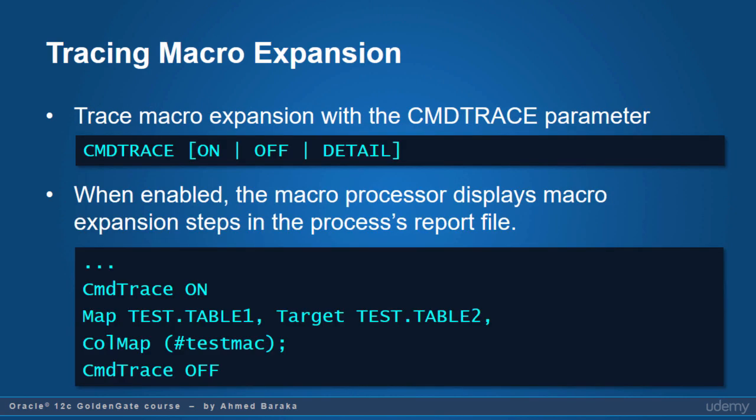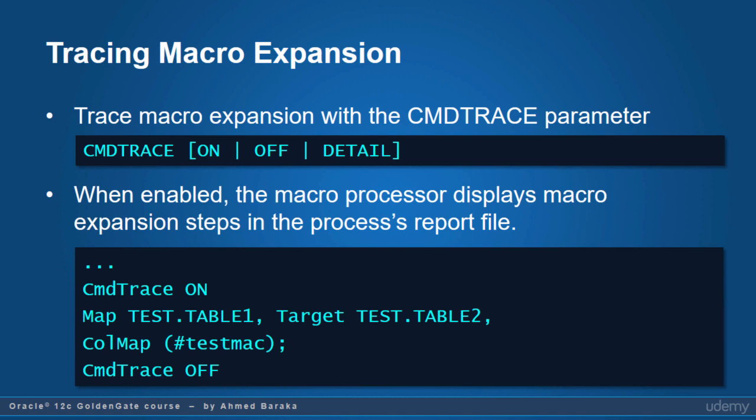For debugging purposes, you may need to enable tracing a macro operation. You control tracing macro expansion using the CMDTRACE parameter. The available values for this parameter are self-descriptive. If you set the parameter to ON, the tracing will be on, and the macro expansion steps will be displayed in the report file. If you set the parameter to OFF, the trace will be disabled. This value is the default value.